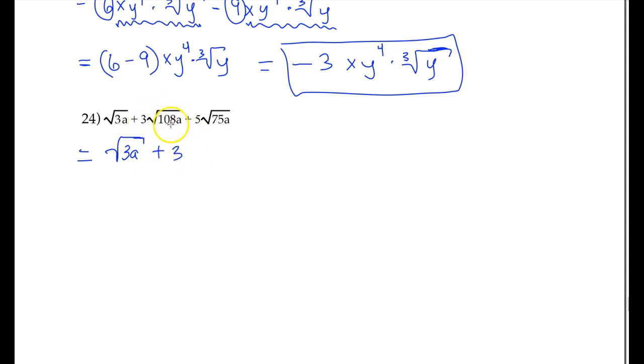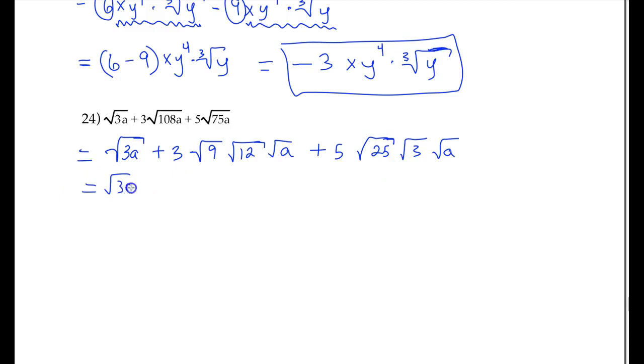Plus 3, and now let's try to see if we can break down square root of 108a. Now, what we do know is that 108 is the same as 12 times 9, or as I'm going to write it, 9 times 12. So we could say this is square root of 9 times square root of 12 times square root of a plus 5 times 75. We know that that's just 25 times 3. So 75 square root of 25 times square root of 3 times square root of a.